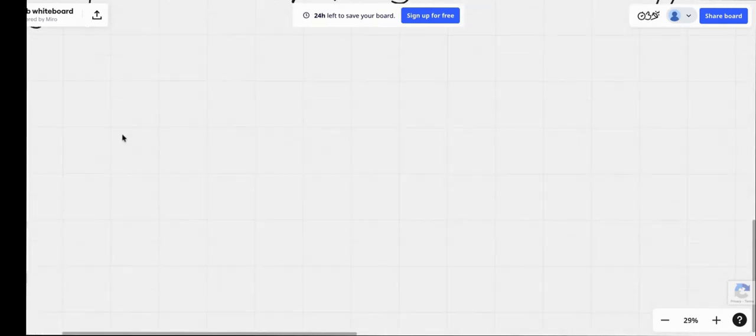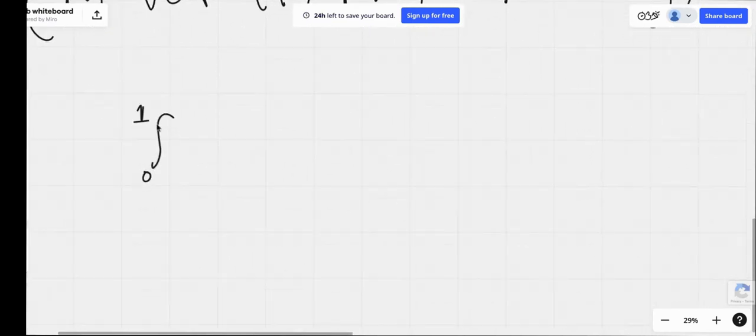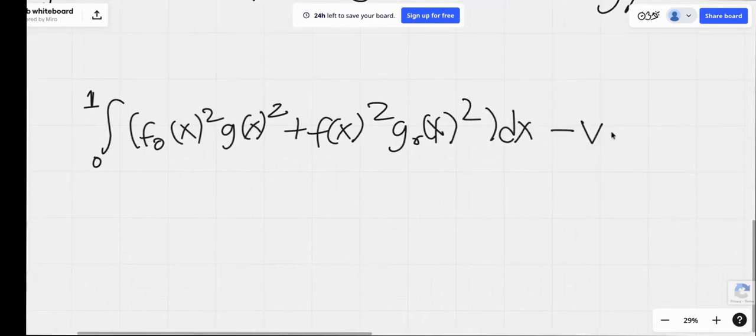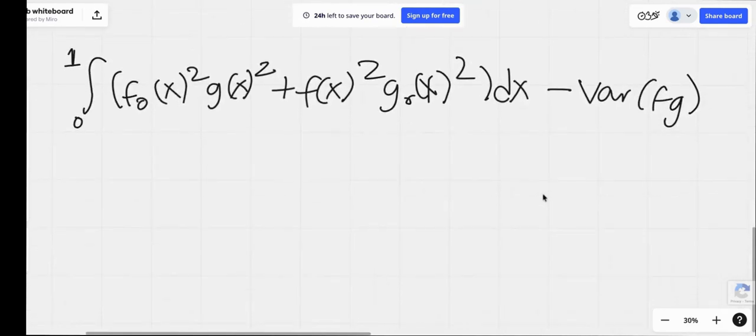So now we have the integral from 0 to 1 of f naught of x square g of x square plus f of x square g naught of x square minus the variance of fg. Now let's consider this expression. Just forget about everything else and consider this expression.